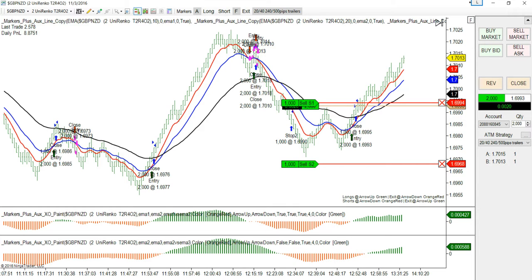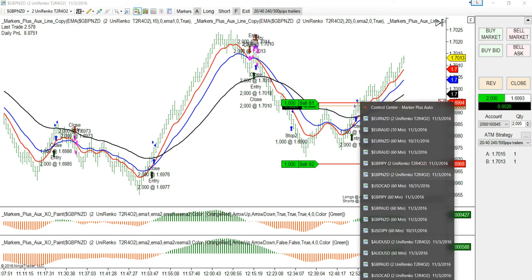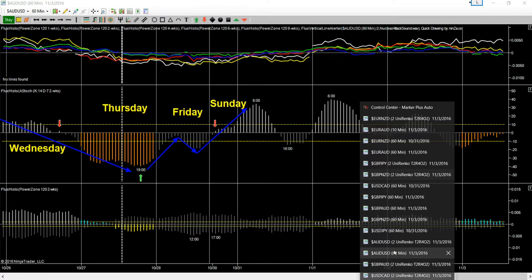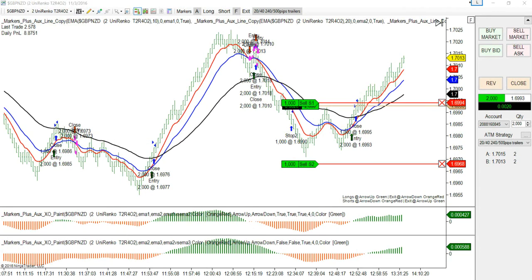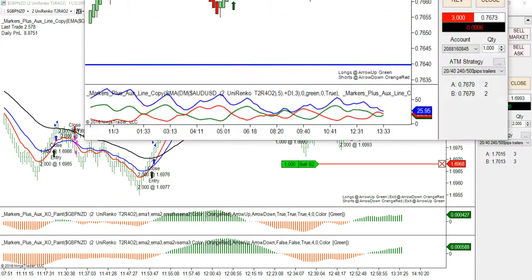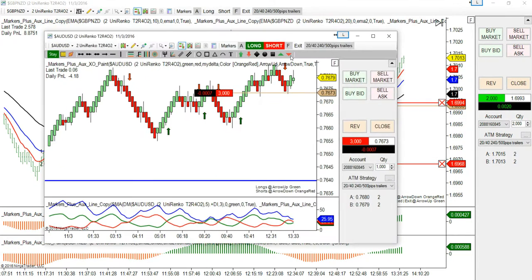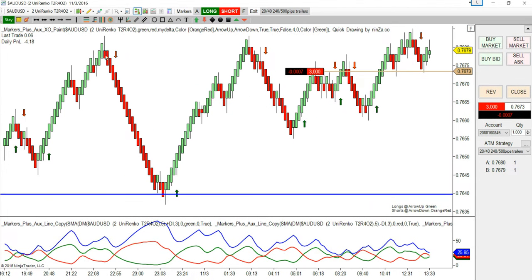Let me see, which one is the only one that's negative? It's the Aussie dollar with the Unirinkos. Let's pull that one in. So it's negative. Probably about 40, 50 pips, I think, maybe. So for the day, it has pretty much been a loser.